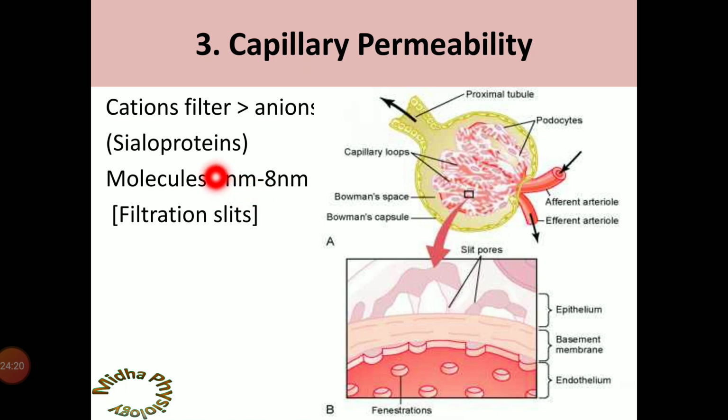is inversely proportional to its size. Okay, so the more the diameter, the lesser will be the filtration. So if it is more than 8 nanometer, then the filtration through this filtration slit would stop. Okay, so the more the capillary permeability, the more will be the filtration also. And the permeability of the capillary of the kidney is more than that of the systemic circulation, because here you can see in the endothelium there is fenestration, this hole you can see.